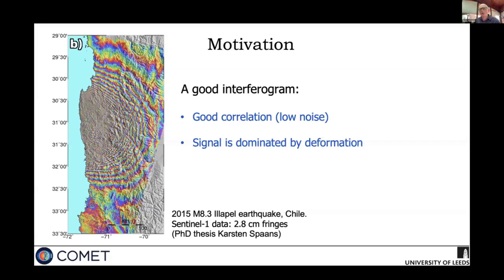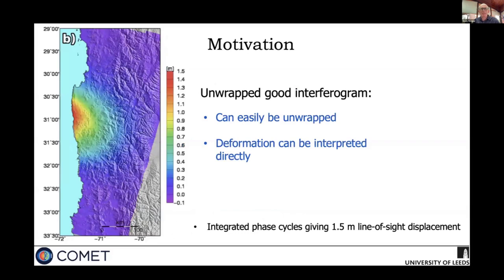So there will be other noise terms there like atmosphere. It's not a big issue, right? Because the deformation is dominating. So this is an easy, in a sense, interferogram to work with. Because it's good correlation, we can unwrap it and then just interpret the deformation.